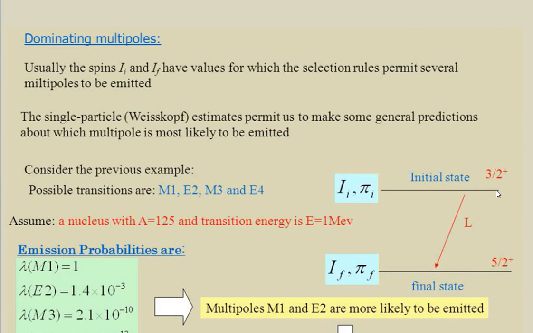Consider an example, 3/2 plus to 5/2 plus. So the possible radiations, if there is no change in parity, are M1, E2, M3, E4. But all these transitions are not equally probable. So the most probable one will be M1. That is, M1 has the lowest L value. So M1 is most probable. And the next probable transition is E2. Higher transitions, we can neglect that type of transition.